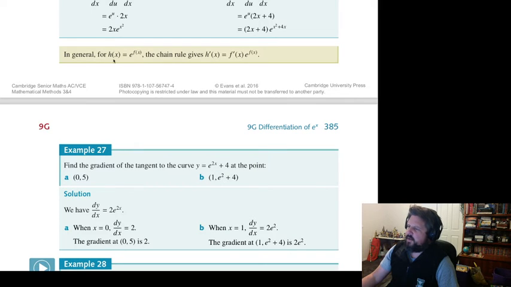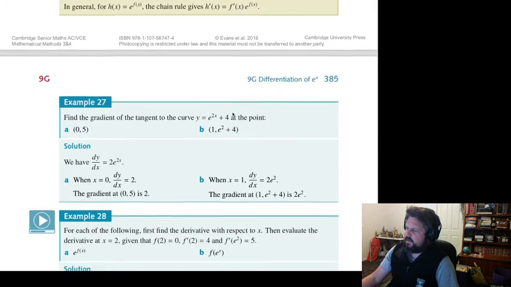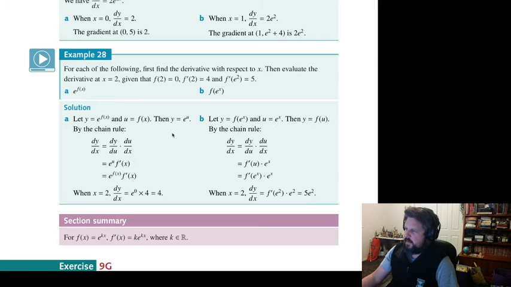So in general, if you've got h of x, so a function, and it's e to the power of another function, so in the power, it is another function, the chain rule gives this here. So the derivative of this is the derivative of the function up the top, and then it obviously stays as e to the power of the function, what it originally was. Yep. Sorry, I did sort of skip over that a little bit. My apology.